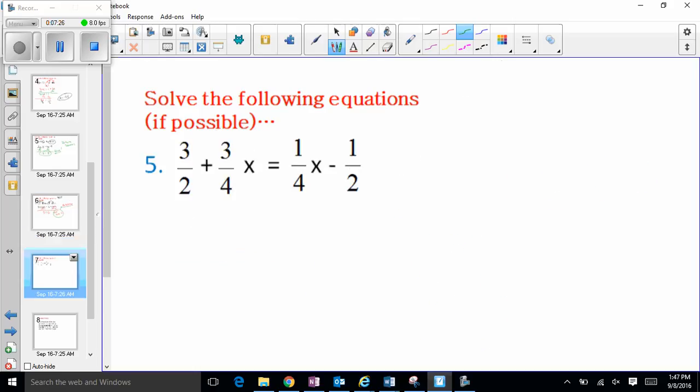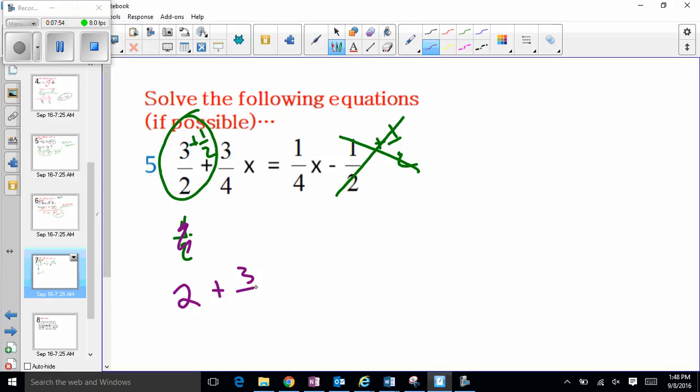Okay, last problem. You're going to solve this one, and it's got a bunch of fractions in there. It's kind of a bummer, but I think we can handle it. I think what I would want to do is add 1/2 here to cancel this out, and that means I'll add 1/2 here. When I combine 3/2 and 1/2, I get 4/2, which is really how much? It's 2. So now I have 2 plus 3/4 x is equal to 1/4.